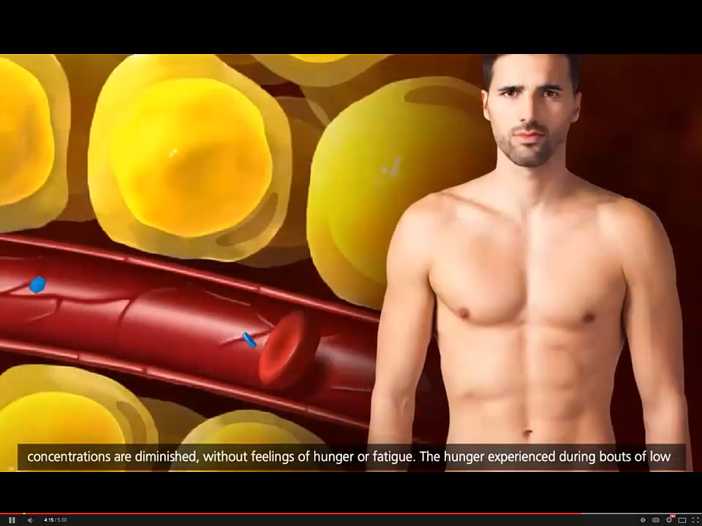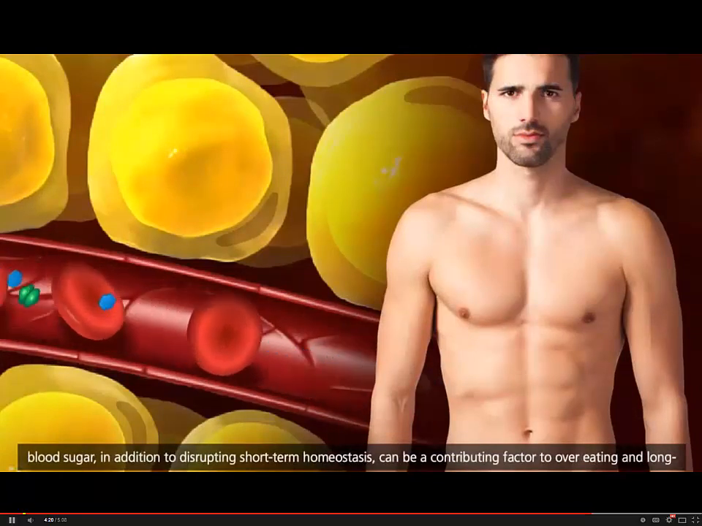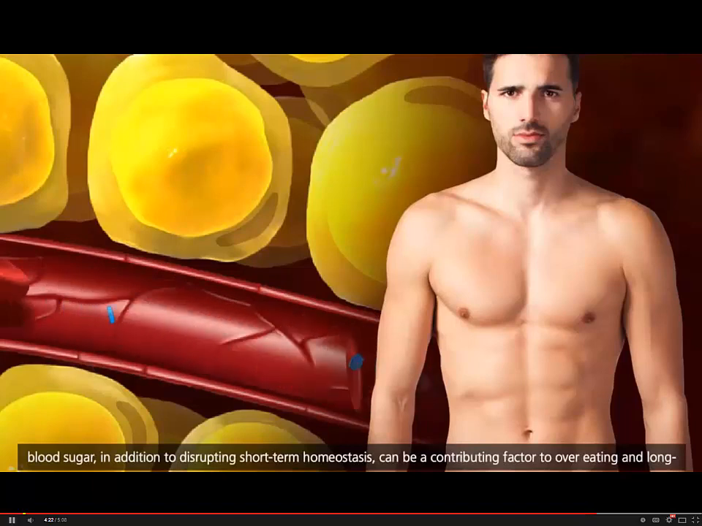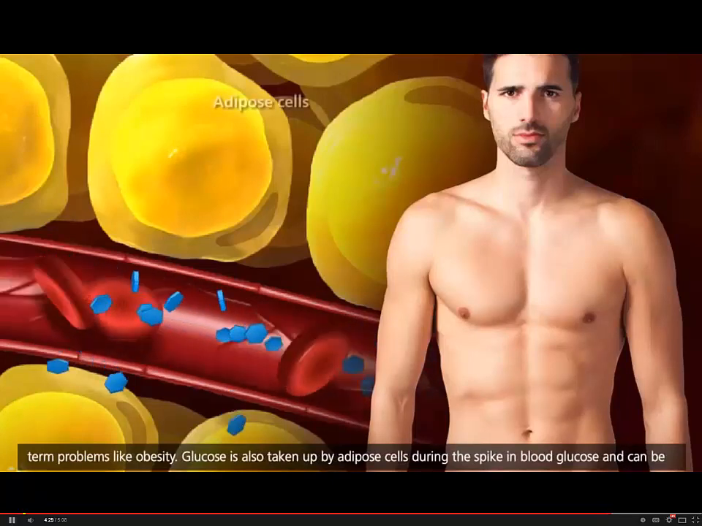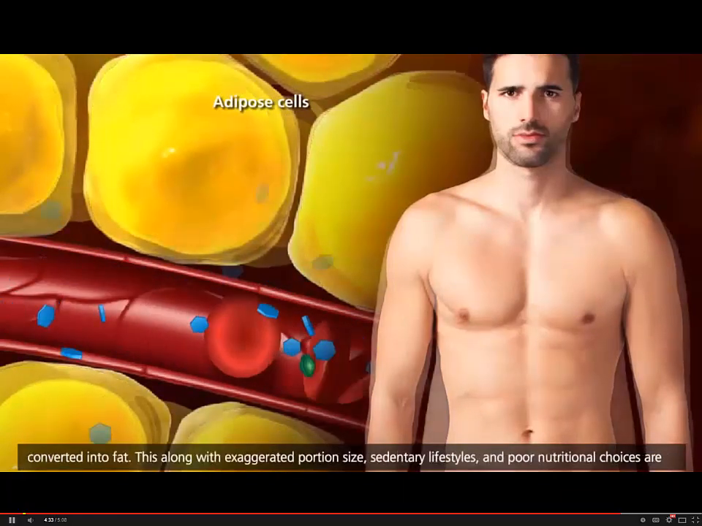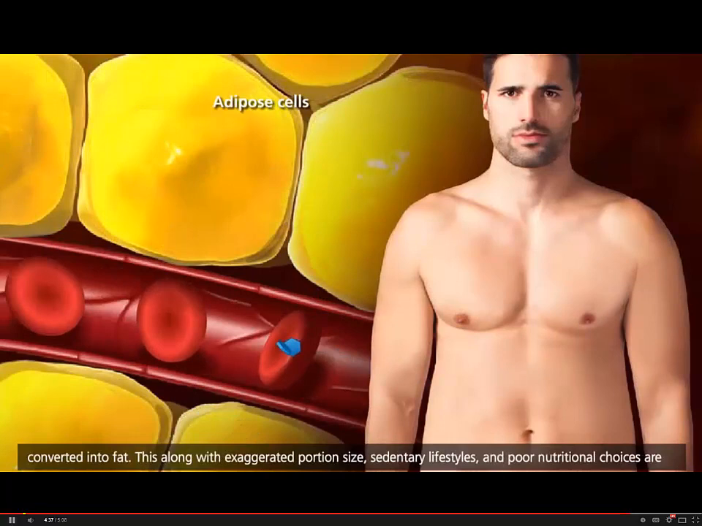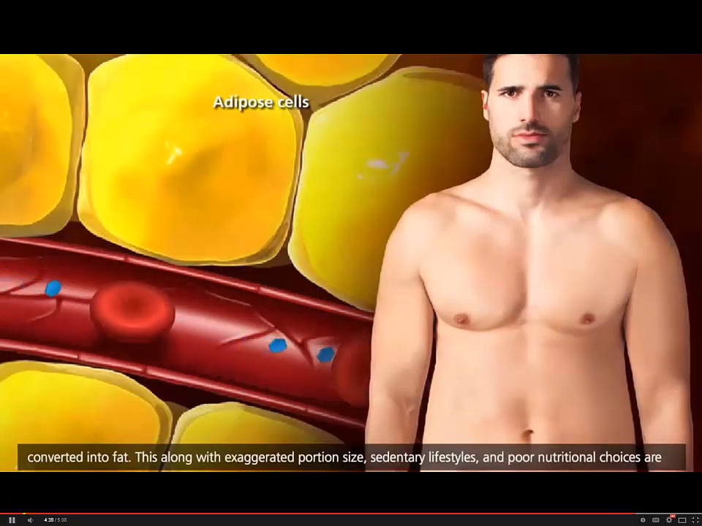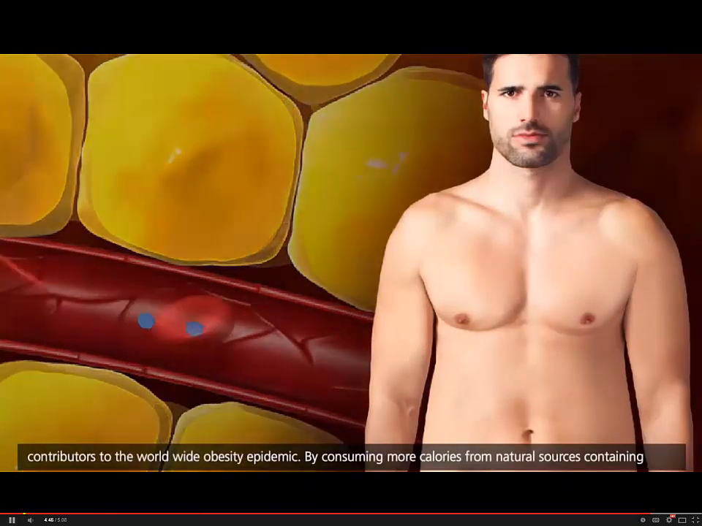The hunger experienced during bouts of low blood sugar, in addition to disrupting short-term homeostasis, can be a contributing factor to overeating and long-term problems like obesity. Glucose is also taken up by adipose cells during the spike in blood glucose and can be converted into fat. This, along with exaggerated portion size, sedentary lifestyles, and poor nutritional choices, are contributors to the worldwide obesity epidemic.